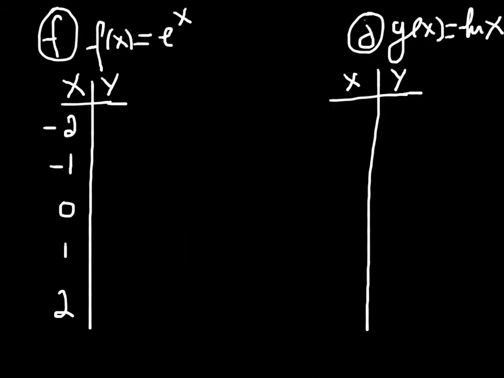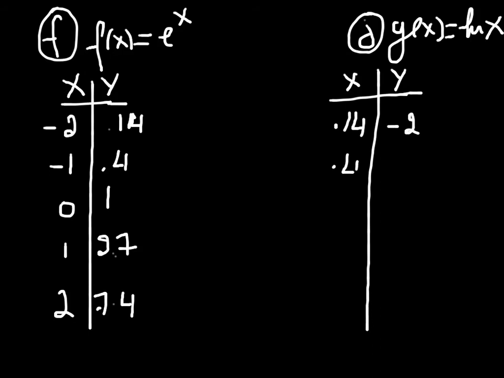And J, I'm going to do them together because they're inverses of each other. So I'm going to start with F. This is going to be 0.1413. This is going to be 0.4. This is going to be 1. This is 2.7. This is 7.4. Now, when you get to J, all you need to do is reverse these so you don't have to repeat them.